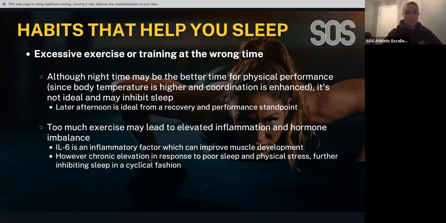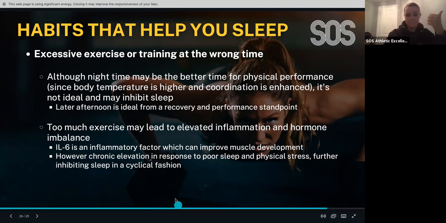Also, too much exercise can lead to increased inflammation and hormone imbalance. Some of the aspects we talked about in the overtraining series, me and Sam, where if you're doing too much, your body's only got so much energy it can use to help you recover from what you've done in the day. If your body can't recover from that, it becomes a knock-on effect, and you get this chain of events happening.